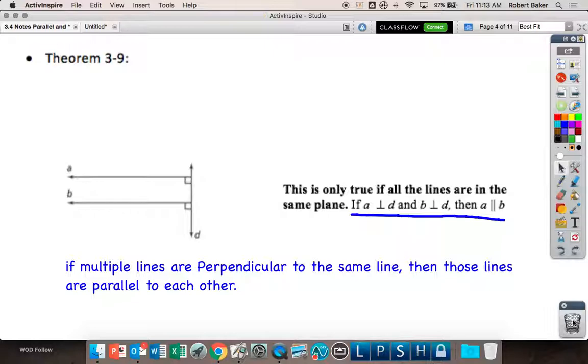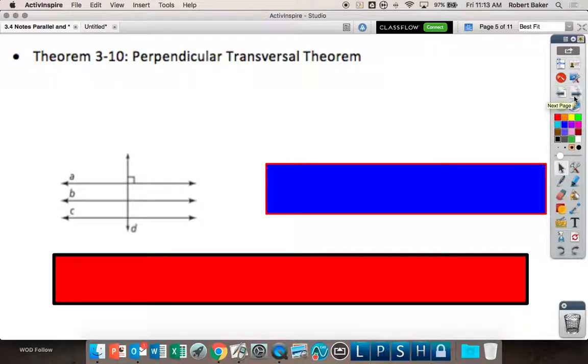So we can justify that these lines are parallel because their corresponding angles are congruent. Or you can just kind of scrap the transversals speak and say if A and B are both perpendicular to D, then A and B are parallel to each other. And we have one last one. Theorem 3.10, the perpendicular transversals theorem.